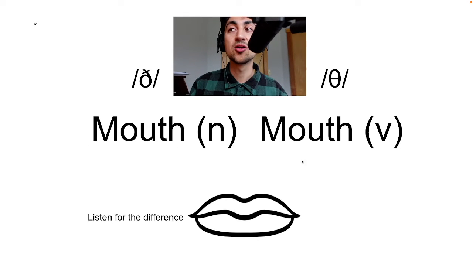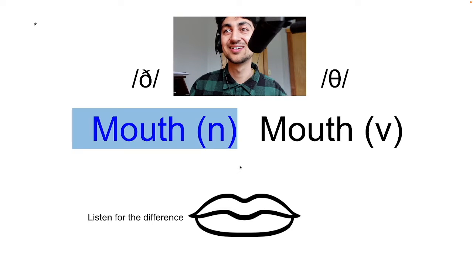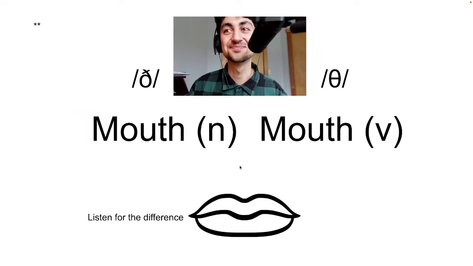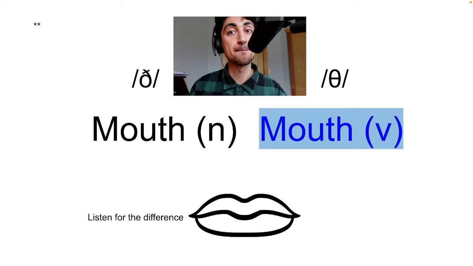Mouth, mouth, mouth. Which did I say a third time? Second time? Which did I say the third time? Mouth. That's what I said. Let's try that again. Mouth, mouth, mouth. Which did I say again? Mouth. With the voice. Mouth.